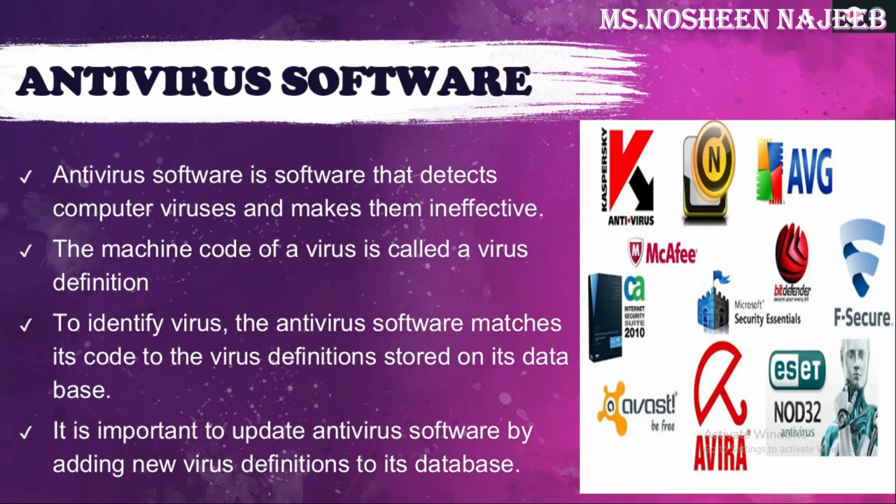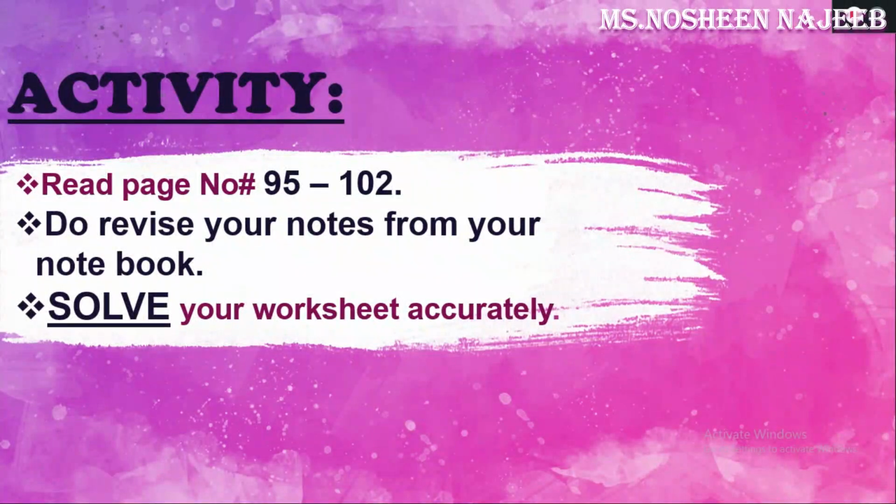Hope it is revised well now. Now, here we have an activity. So read from page number 95 till page number 102, then you have to revise your notes from your notebook that we made in class. And after this lesson, revising your notes and after reading your book, you have to solve your worksheet accurately and then send it back to me for grading.